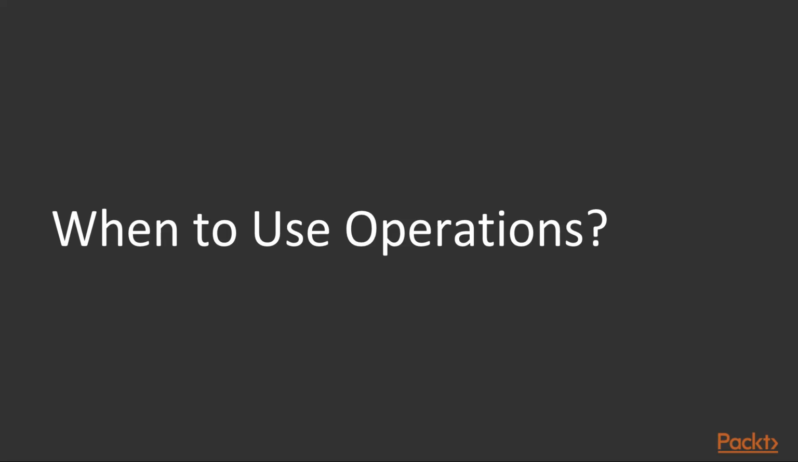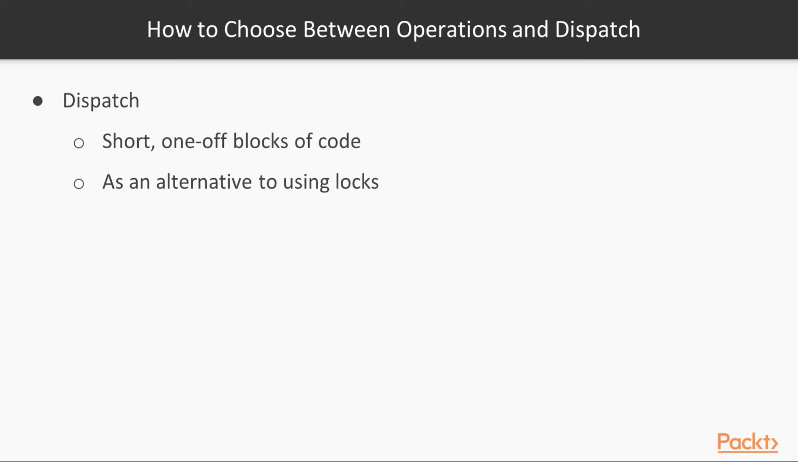Given that we've discussed the advantages and disadvantages of operations and dispatch, what are some simple rules you can use to help decide which to use? Dispatch is best suited to small blocks of code, particularly when they have no complicated dependencies other than perhaps capturing values from their surrounding scope, as is the nature of using closures. We also noted in the previous section on dispatch that dispatch has some powerful uses as an alternative to using locks, when using a serial dispatch queue to protect a shared data structure.